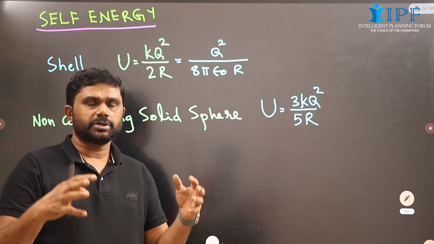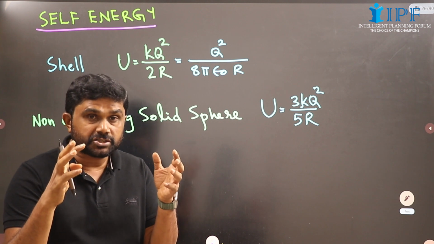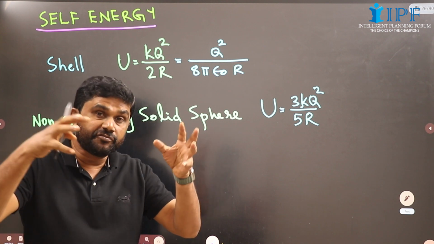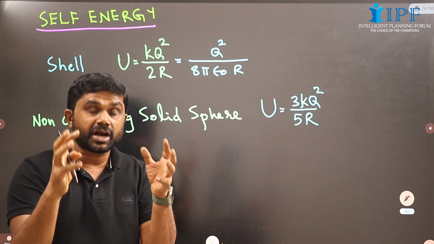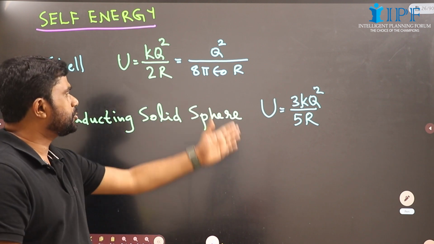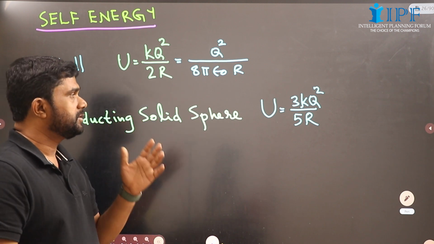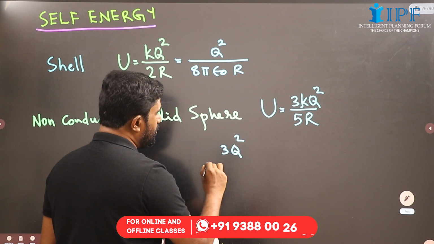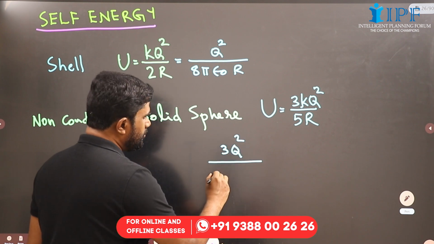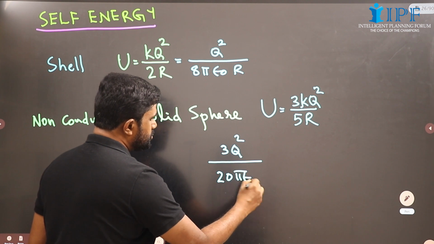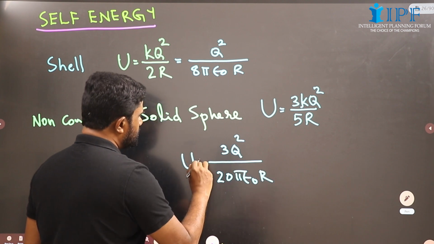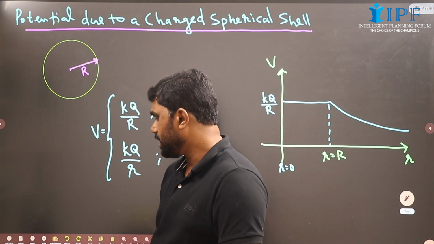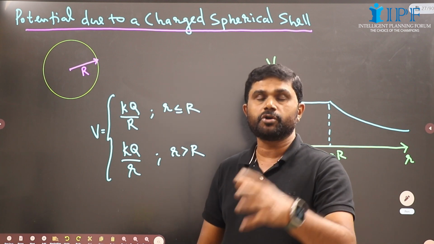Now the self energy of a uniformly charged non-conducting solid sphere: a charge capital Q is distributed uniformly over the volume of a non-conducting sphere of radius capital R. The potential energy is 3kQ square divided by 4R. So that will be 3Q square divided by 4 pi epsilon 0 into 5, that is 20 pi epsilon 0 into capital R. This is the potential energy of a non-conducting solid sphere when it carries a charge capital Q distributed uniformly over its volume.